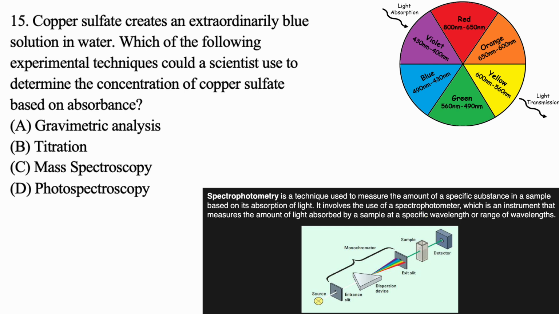So when we're talking about photospectroscopy or spectrophotometry, it kind of goes back and forth with the name. You are talking about solutions that have a wavelength of color that is needed. So when we're talking about copper sulfate that has a very strong blue color, that is just a hint right there that you're going to be using spectrophotometry or spectroscopy with wavelengths.